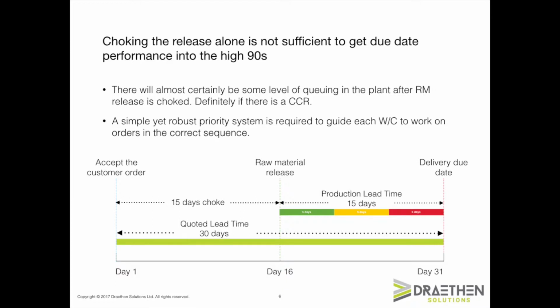After taking an order and committing to a due date using the formula, today's date plus the quoted lead time equals the due date, we calculate the raw material release date using another formula, that being due date minus the production lead time equals the raw material release date. We then add the work order to the raw material release schedule and hold it back from being released to the plant until the correct date, thereby choking the release of raw materials to be only a buffer time, 15 days in the case of our little plant, ahead of the due date.